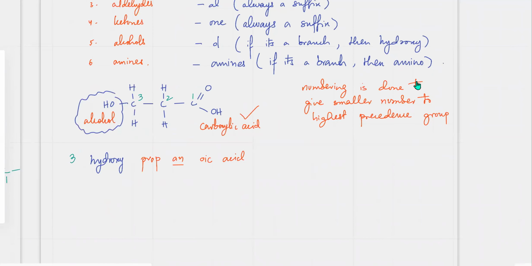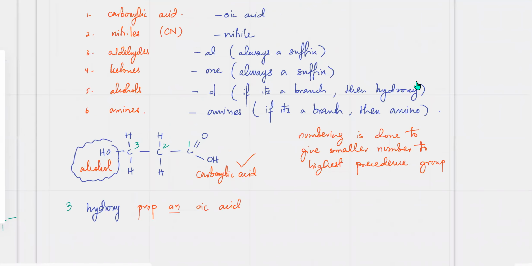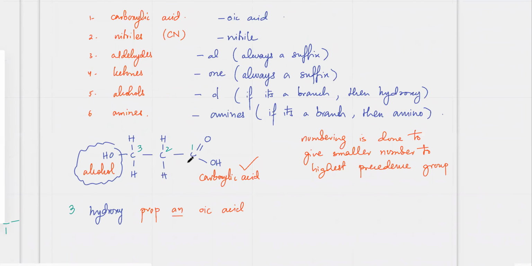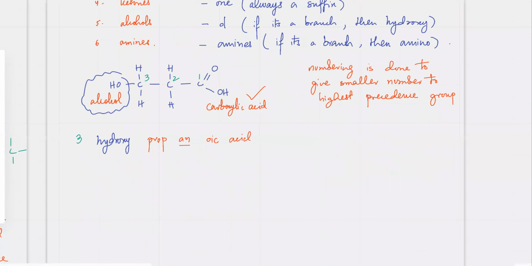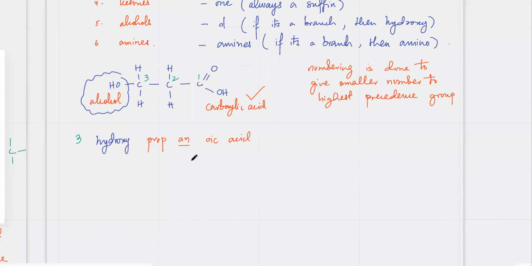So here's another one with multiple functional groups. Is this one clear? Everyone, is this clear? Yes, sir. Okay. So let's do another one. I've got an alcohol. There's another alcohol, and I've got an amine.